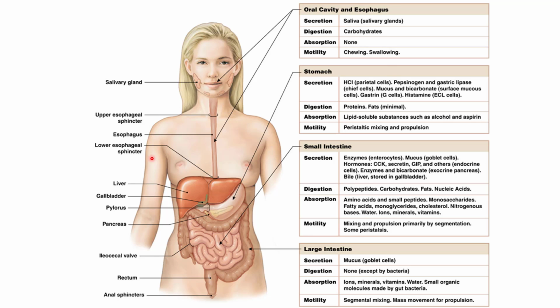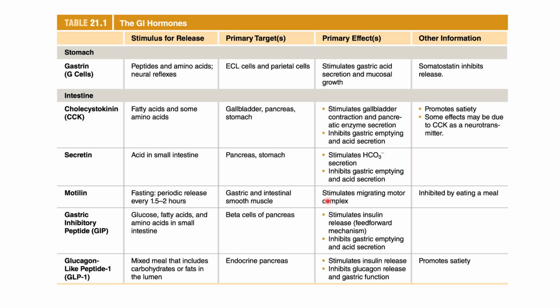So make sure you know this figure, that you can identify these things and kind of go through that. Likewise, this table 21.1 is going to be important, not so much in this chapter's discussion, but certainly in the next chapter, we'll talk about these GI hormones. So stomach, we'll talk about this today, gastrin, and in the intestines, these ones we'll talk a lot about next time.